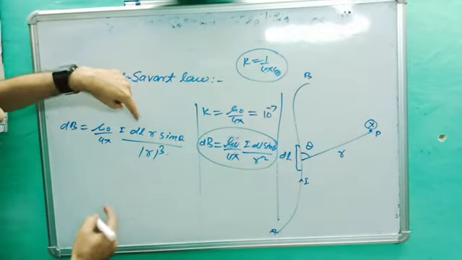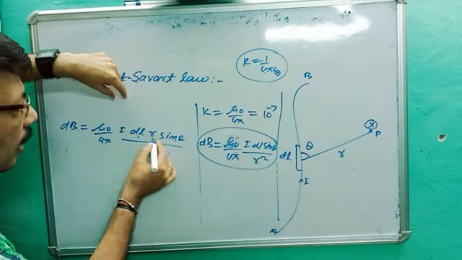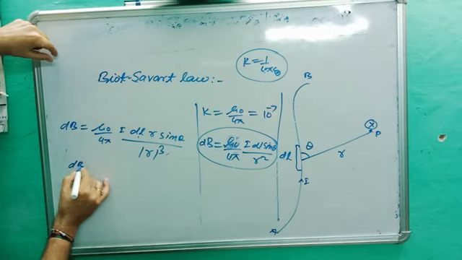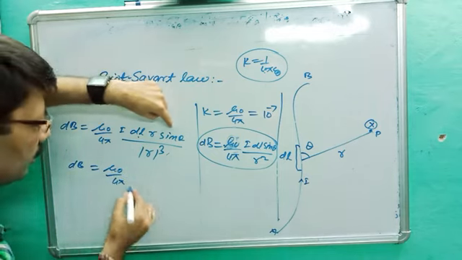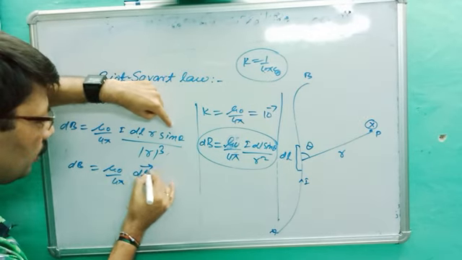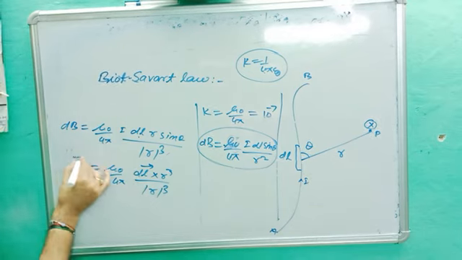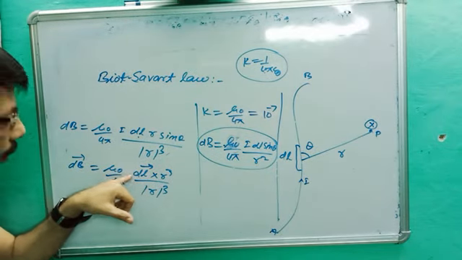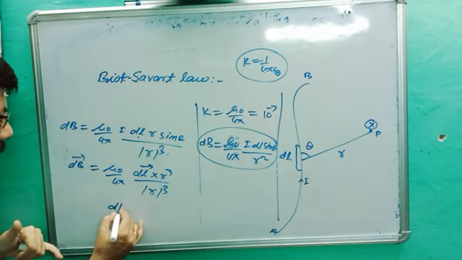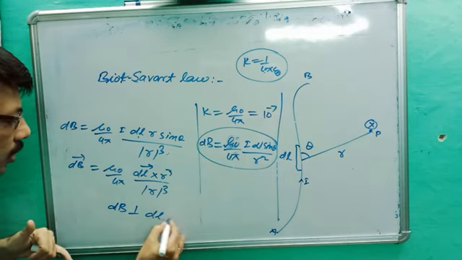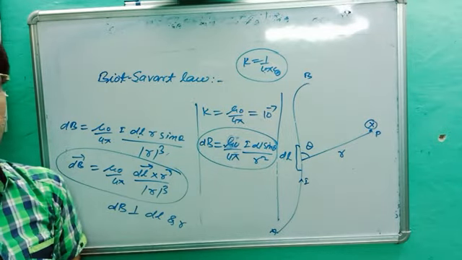But you better know AB sin theta is equal to A cross B. So dl r sin theta is equal to dl cross r. So dB is equal to mu naught upon 4 pi, dl vector cross r vector upon mod of r cube, and it means the magnetic field will be perpendicular to dl and r. Cross means perpendicular. It means dB is perpendicular to dl and r. This is the vector form of Biot-Savart law.